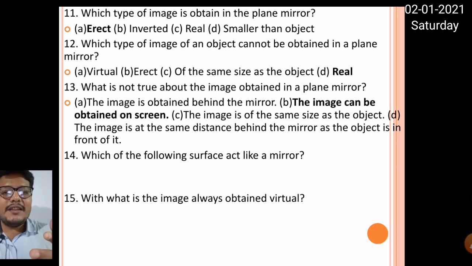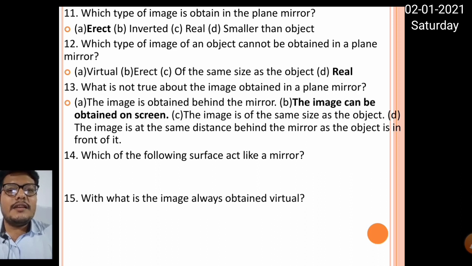The distance between the image and the object, right? When you are seeing yourself in the mirror, and your image inside the mirror, the distance is the same, no? So the other options A, C and D are true, but B is false, that it cannot be obtained on a screen, and it is written here that this can be obtained on a screen.